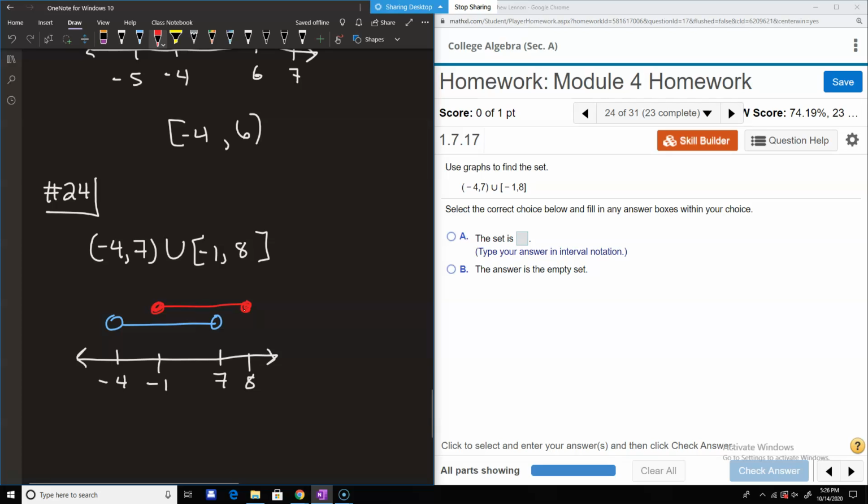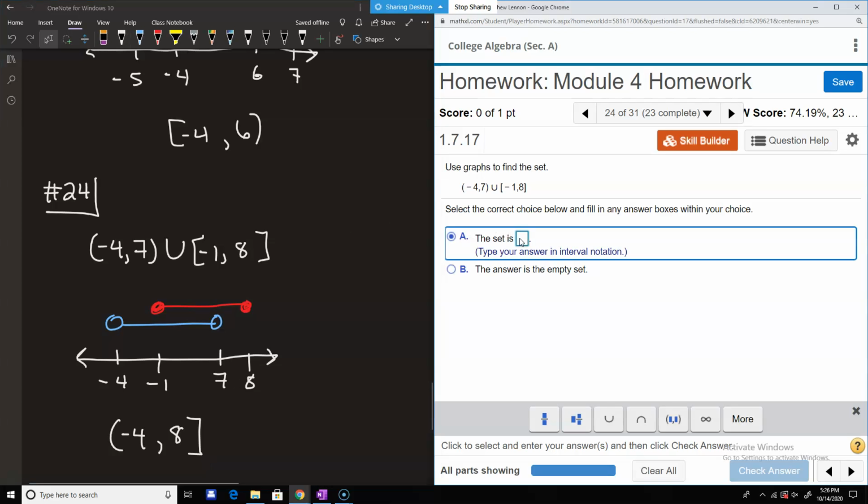And what does the union mean? It means take anybody that's colored by anything. Does that make sense? It has to be either colored red or colored blue or colored both. That's what the union says. So we take anybody that's colored anything. So we would go from -4 all the way over here to 8. And -4 is not colored by anybody, it's just a boundary point. But 8 is colored red, so we include 8. Does that make sense?